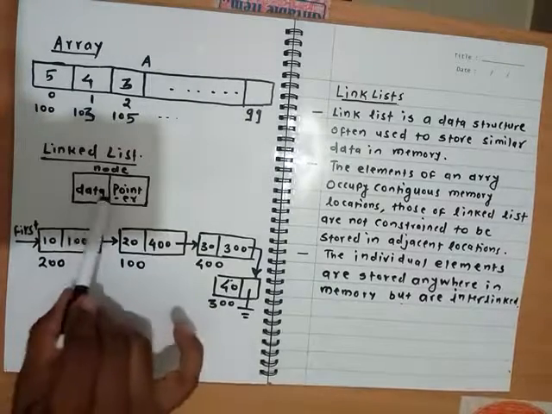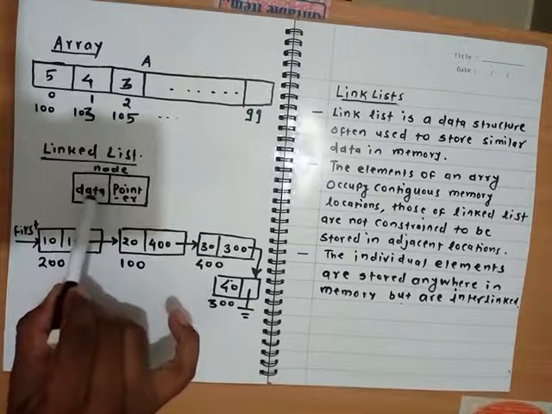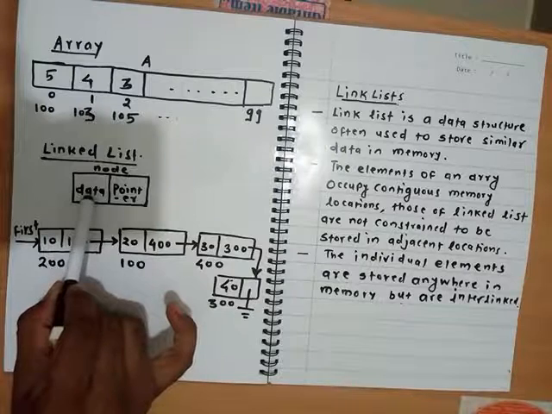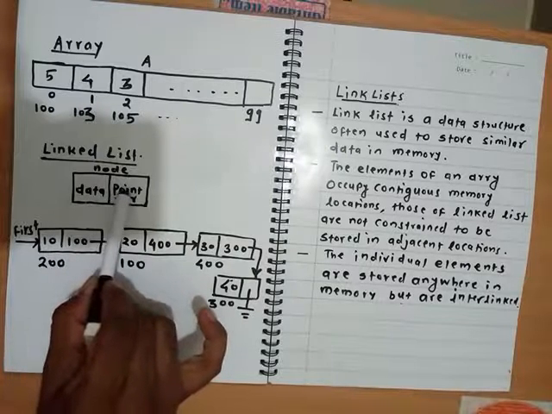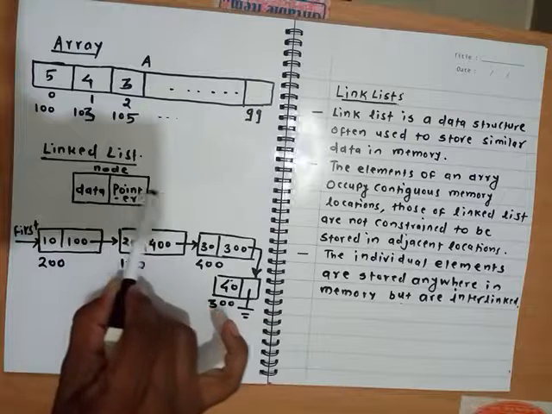So this is the structure of a typical node. The node has two parts. The first part is called the data part, in which we store actual data. And the other part is called the pointer part. In this part we store the address of the next node in the linked list.